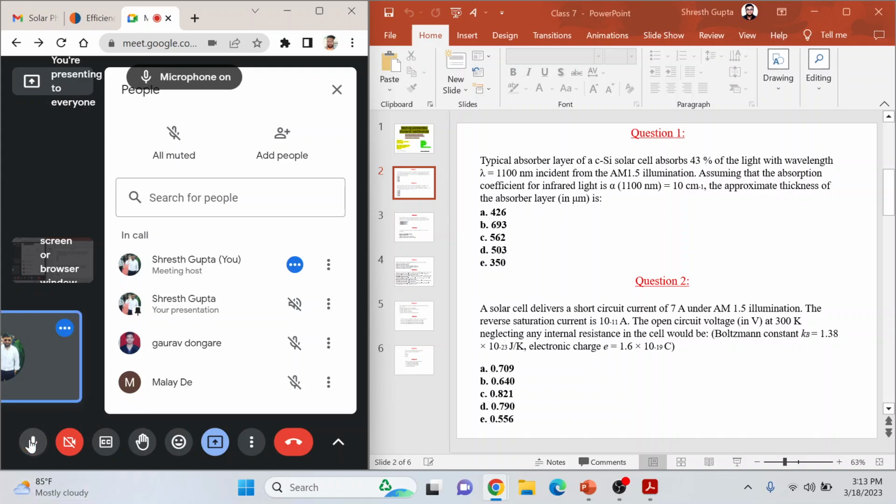Then only I_t equals I0 into 1 minus exponential of minus alpha t. Yeah, that's the formula. I mean, give it a try. This is the formula.